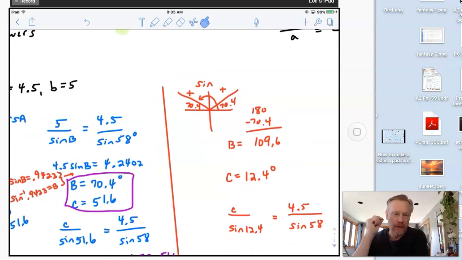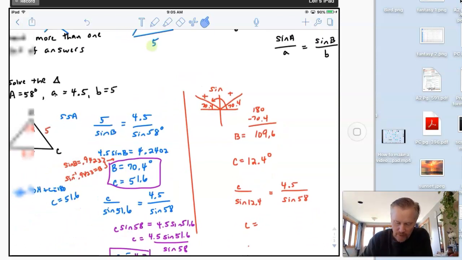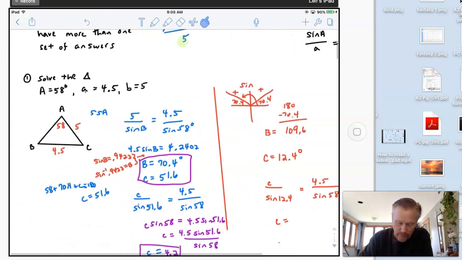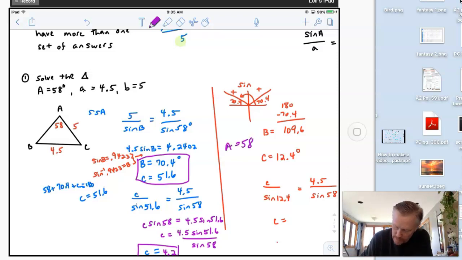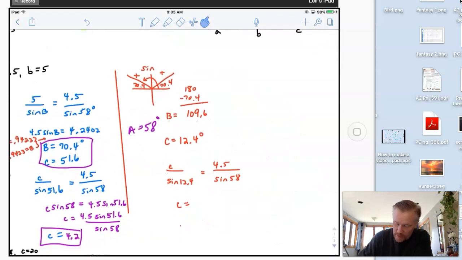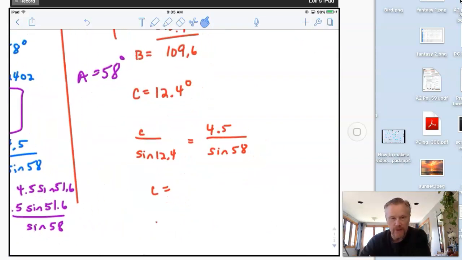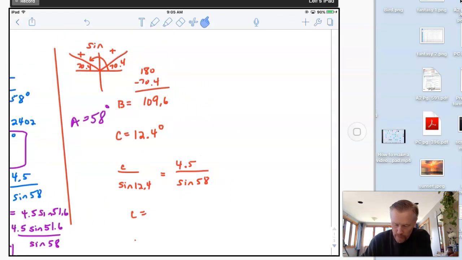So now I know that if angle B is 109.6, I can find angle C really quickly because the angles add up to 180 degrees, right? So 58 plus 109.6 subtracted from 180 gives me 12.4, all right? I'll just fill that in because angle A is still 58 degrees. And now I'm going to find side C, which we'll see will be different than the 4.2 I got on the left because this is a totally different triangle. So now I can go C over 12.4.